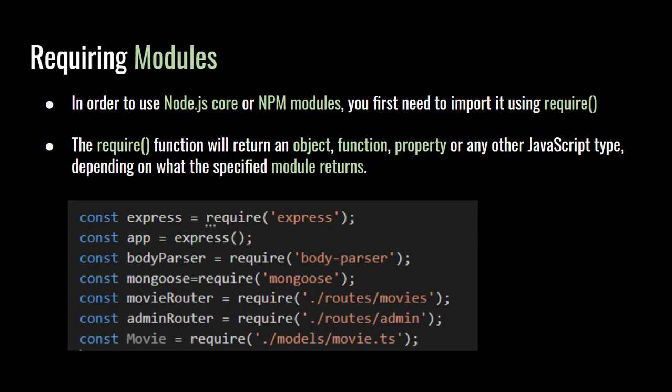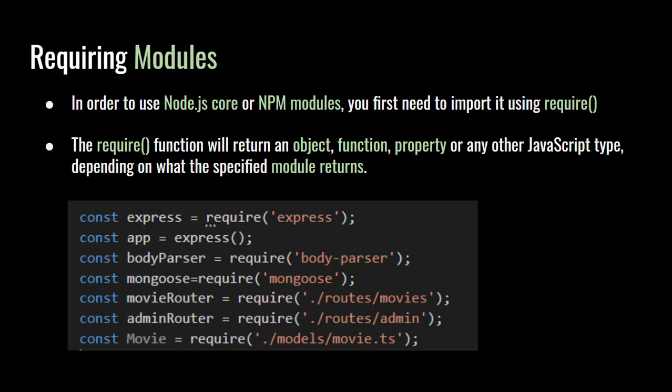So in order to use node.js core or npm modules, you first need to import it using the require keyword. So the require function will return an object, function, or property, or any other JavaScript type depending on what the specified module returns. So if you look at this example here, this is an example of some project we're going to do, I guess. This is a project that we had done in the past.